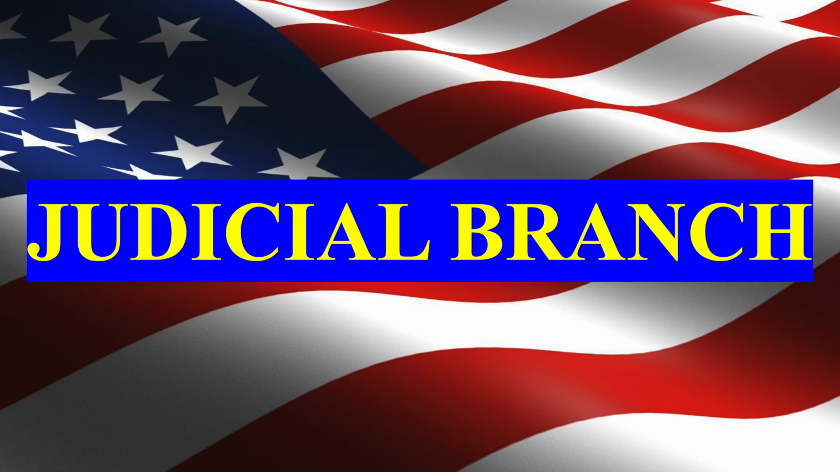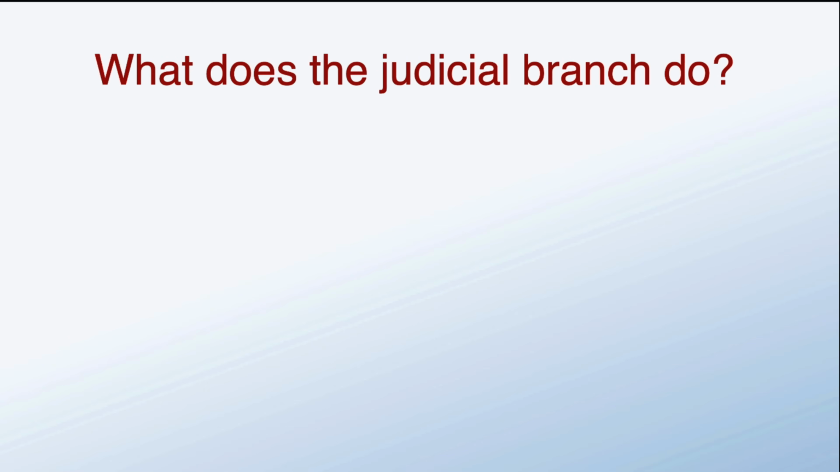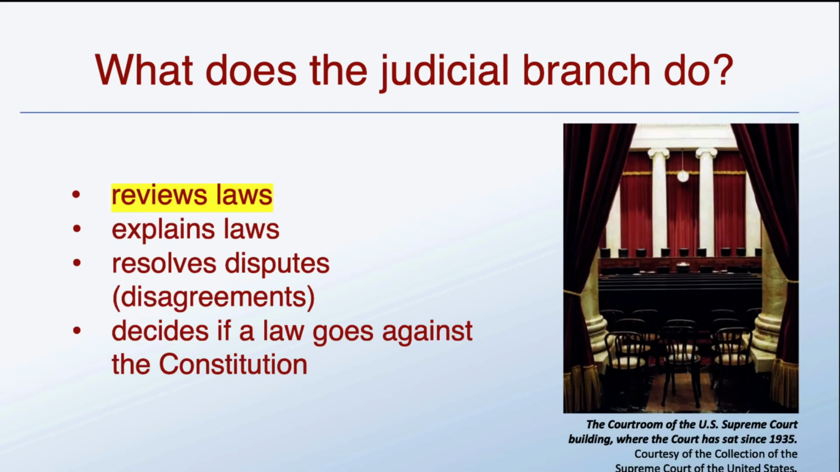Right, very good. Now let's talk about the final branch of government, the judicial branch. So we did the executive and the legislative, or Congress, and now we're going to talk about that judicial branch. What does the judicial branch do? The judicial branch reviews laws.